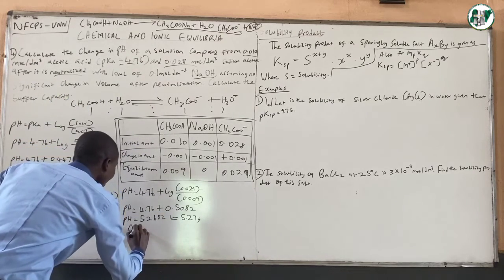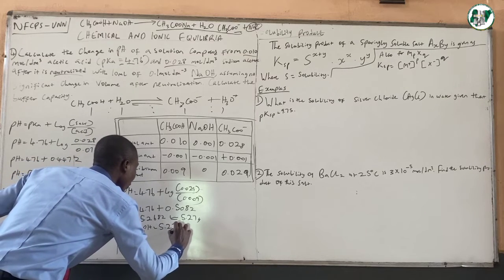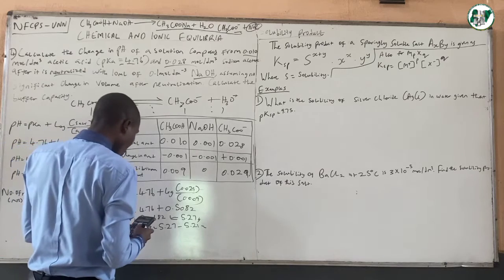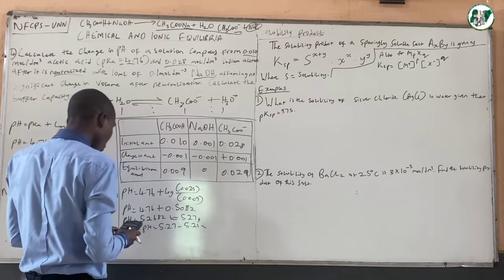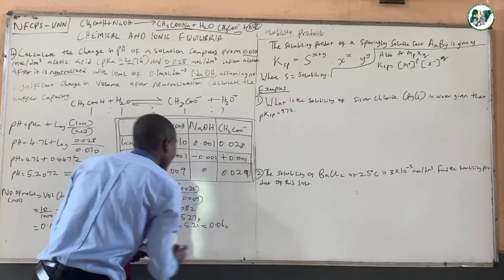So the change in pH is equal to 5.27 minus 5.21. So we're going to have 5.27 minus 5.21, and that's going to give us 0.06. That's the change in pH.